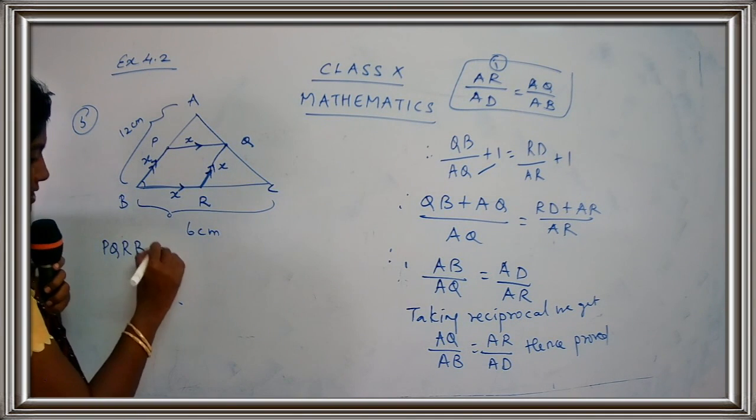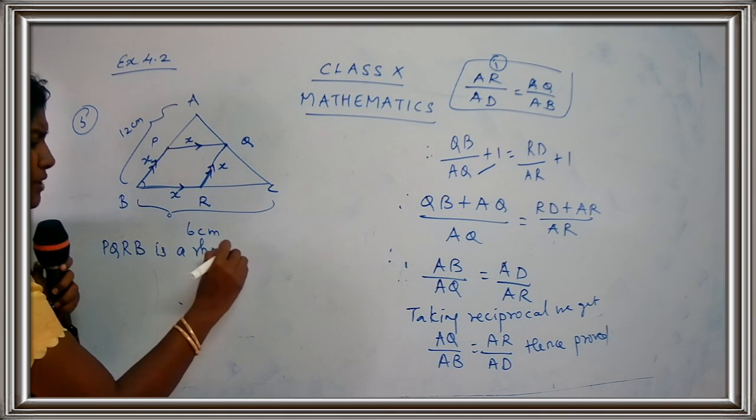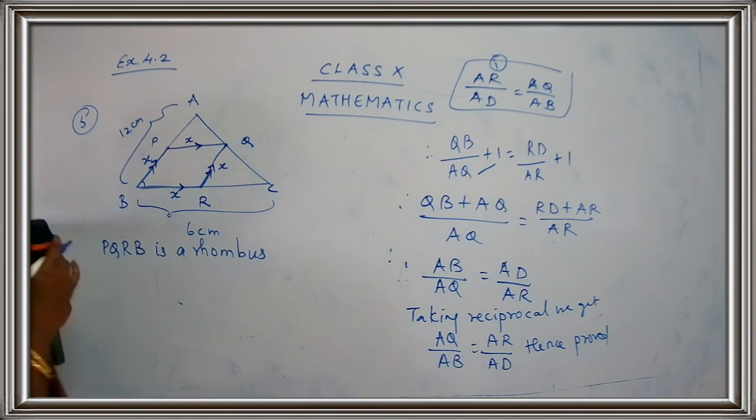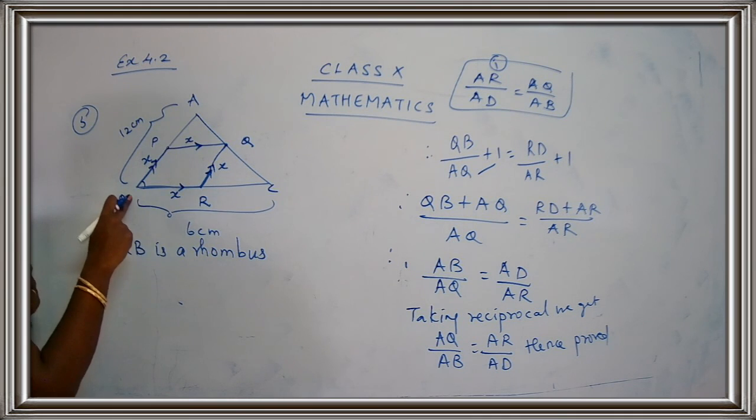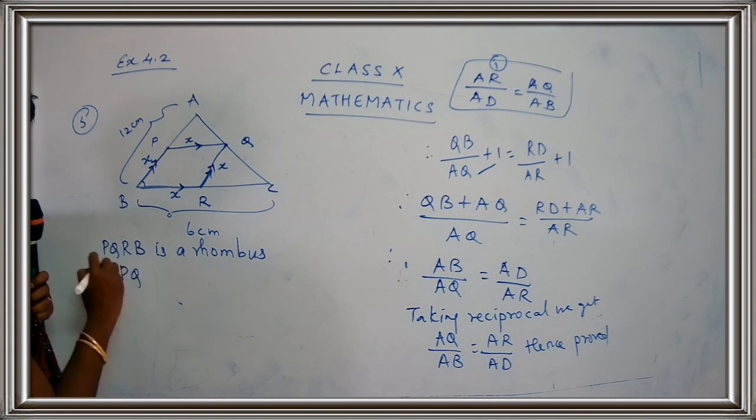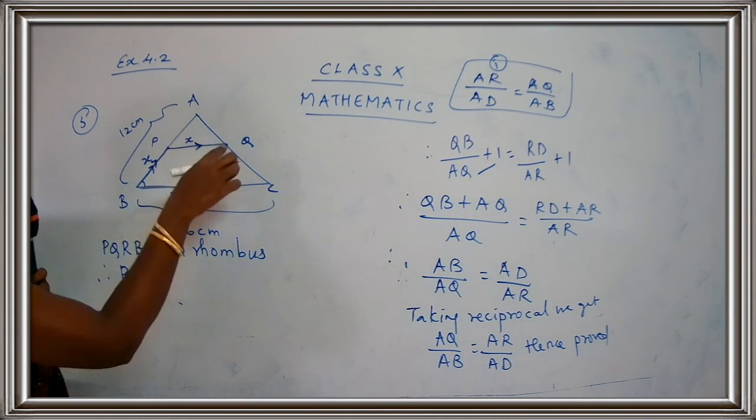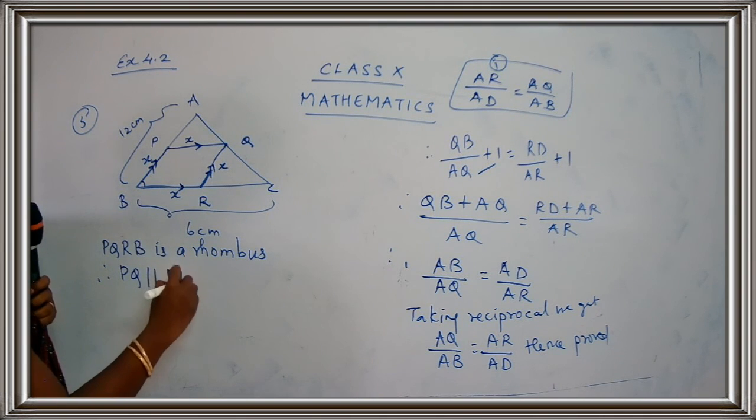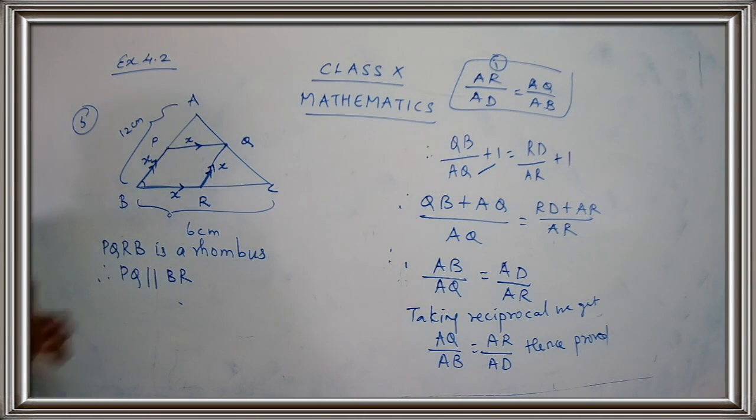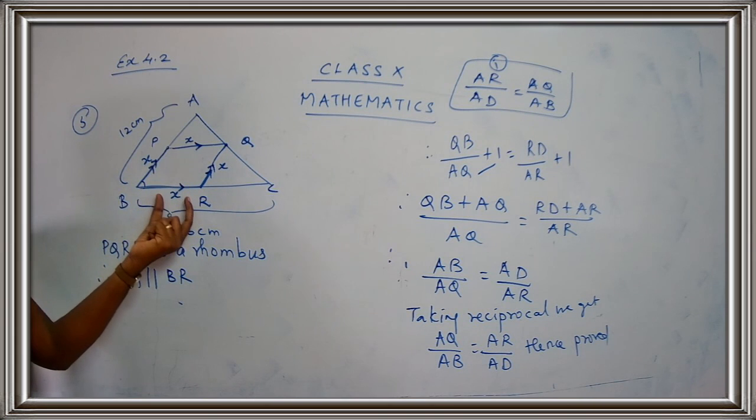PQRB is a rhombus. This is what is given to us. They have told you that PQRB is a rhombus, and I know that the opposite sides of a rhombus are parallel. So PQRB is a rhombus, therefore PQ is parallel to BR. Okay, what is parallel? PQ is parallel to BR.